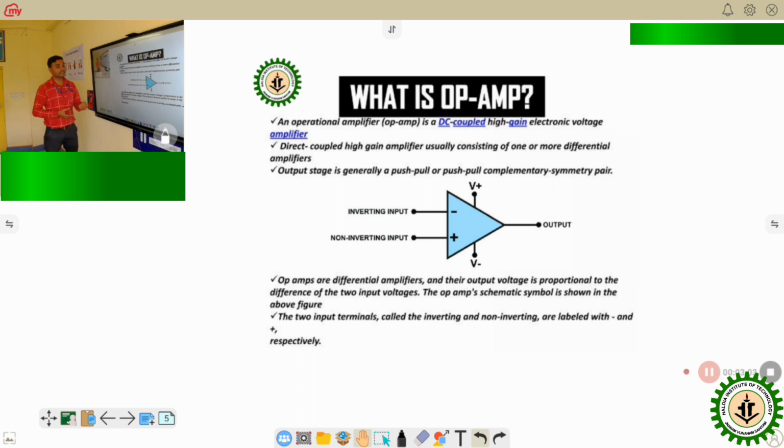The op-amp symbol is shown here. There are two inputs, one inverting and another non-inverting. The minus sign shows the inverting input, and the plus sign shows the non-inverting input, and the output is shown there. For operating, a supply voltage is required to operate this op-amp. This is plus B and minus B, the two supplies.